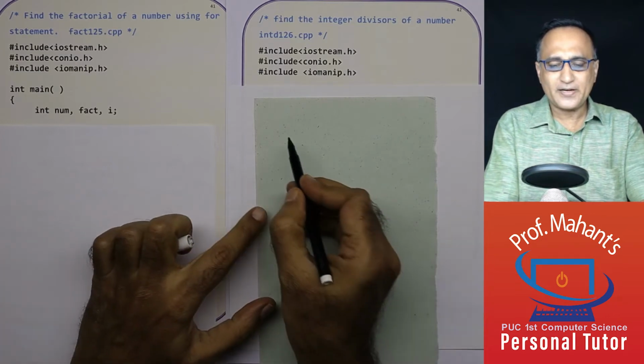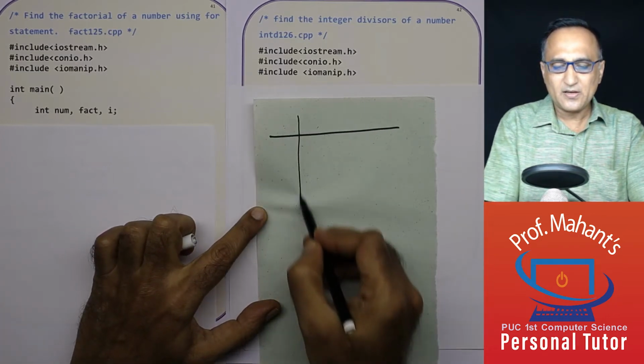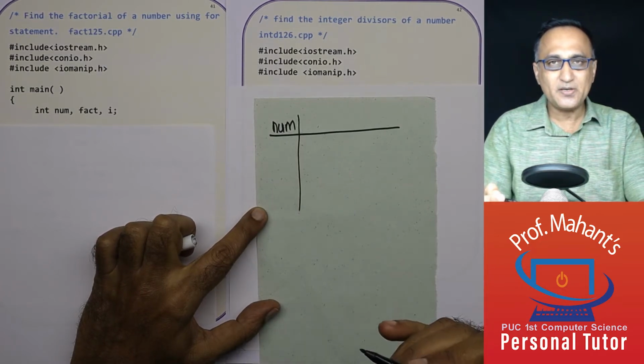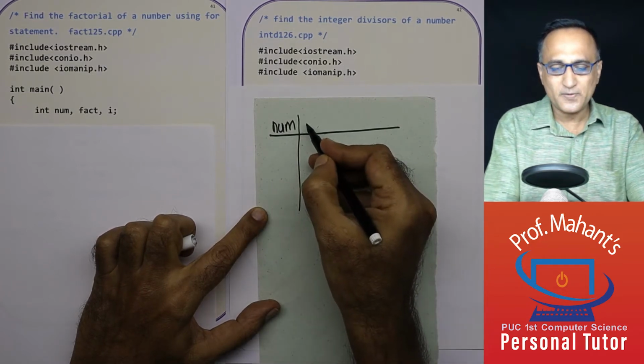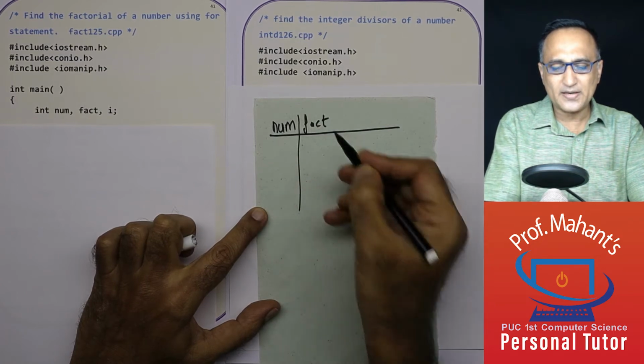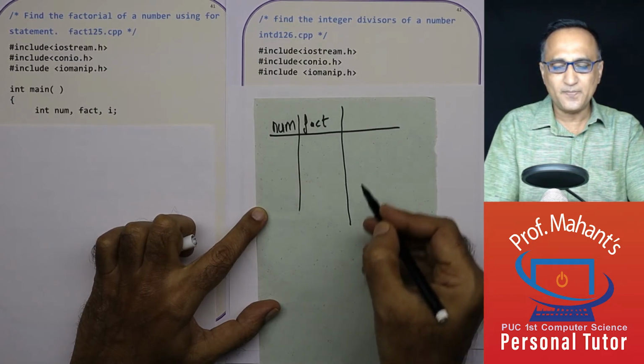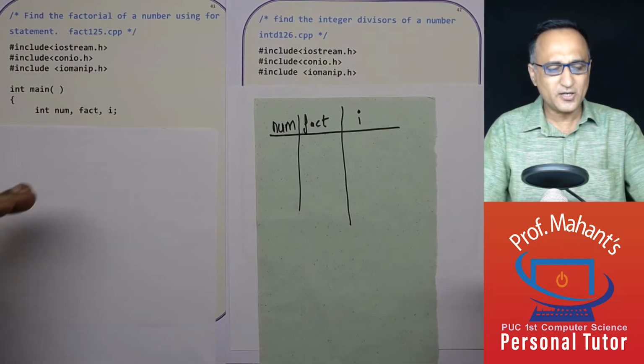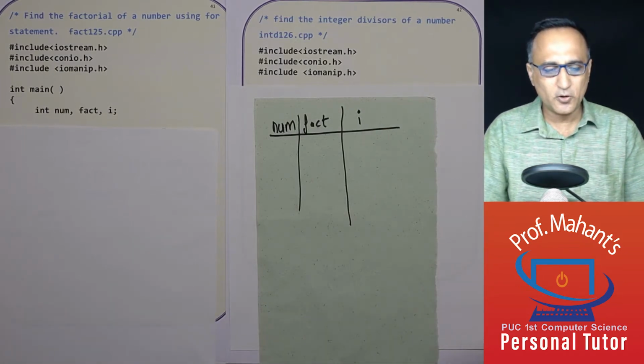In order to solve the factorial problem, I need one variable called number, which is going to store the number whose factorial is to be found. And fact is going to contain the result of the factorial. And I'm just using a variable I for now. Forget why I'm using it. It will be clear once I come into the for loop.